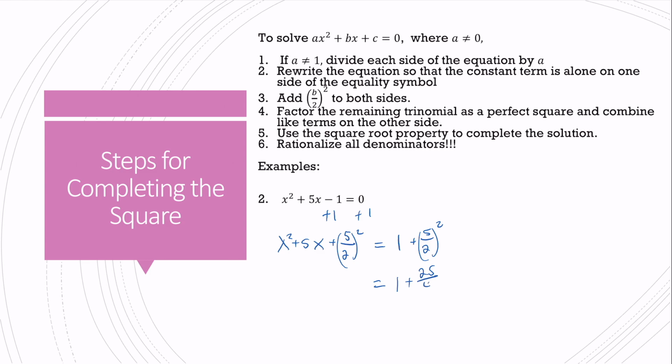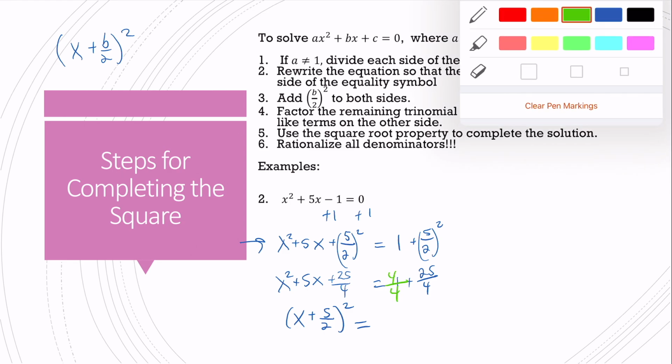And then this left-hand side here, I could rewrite it like this. But one key point of completing the square is that it's always going to factor to x plus b over 2 squared. So I know that this is going to factor to x plus 5 over 2 squared. That's going to give me, well, 1, I can rewrite 1 as the fraction 4 over 4. So I'd have 29 fourths.